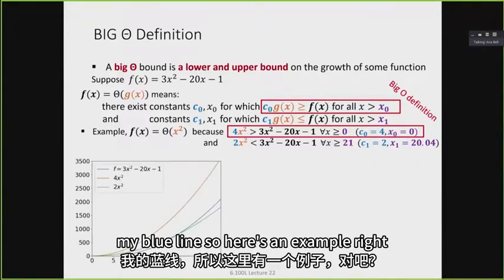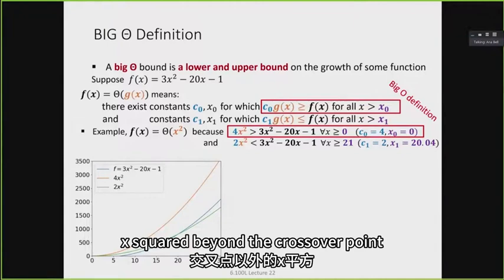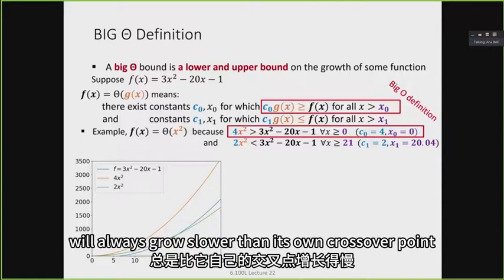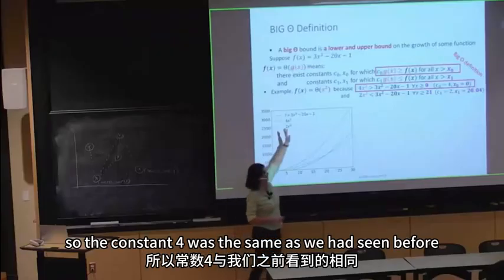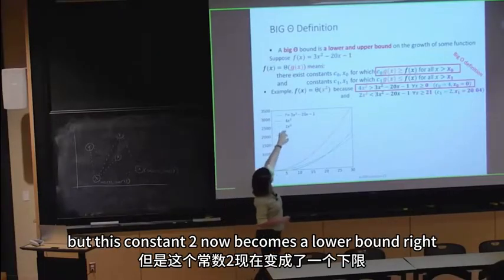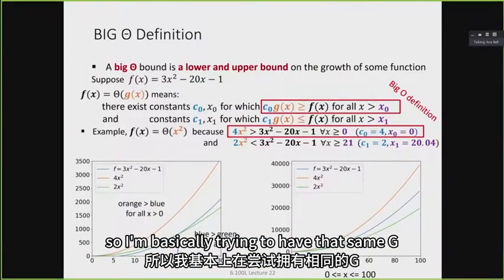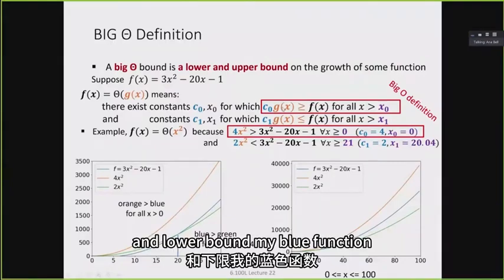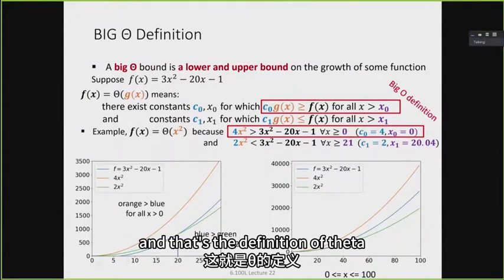So here's an example, right? 4x squared, we saw that it grew faster than 3x squared beyond a crossover point. Well, we could say 2x squared will always grow slower, beyond its own crossover point. Okay? So the constant 4 was the same as we had seen before, but this constant 2 now becomes a lower bound, right? So I'm basically trying to have that same g both upper bound and lower bound my blue function, right?